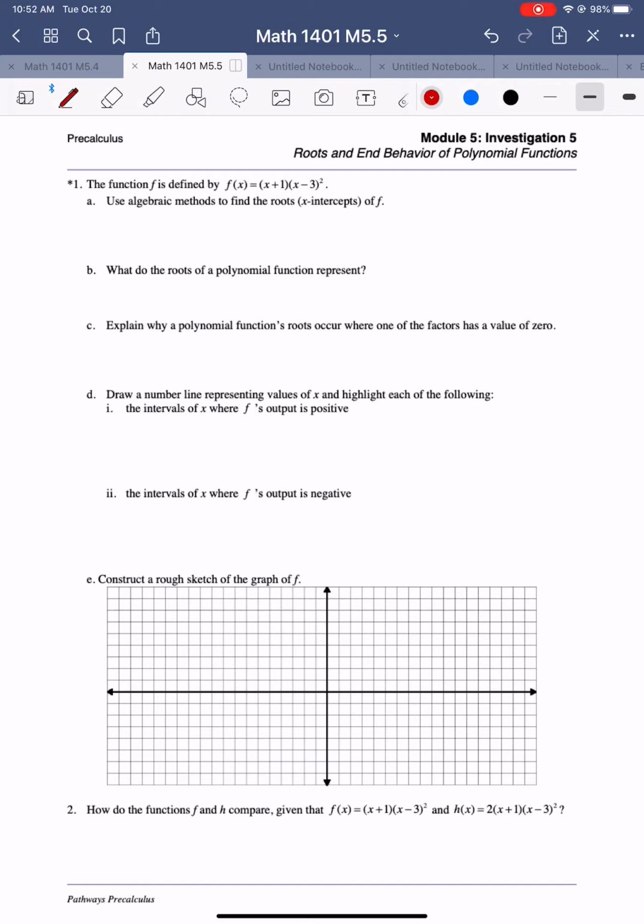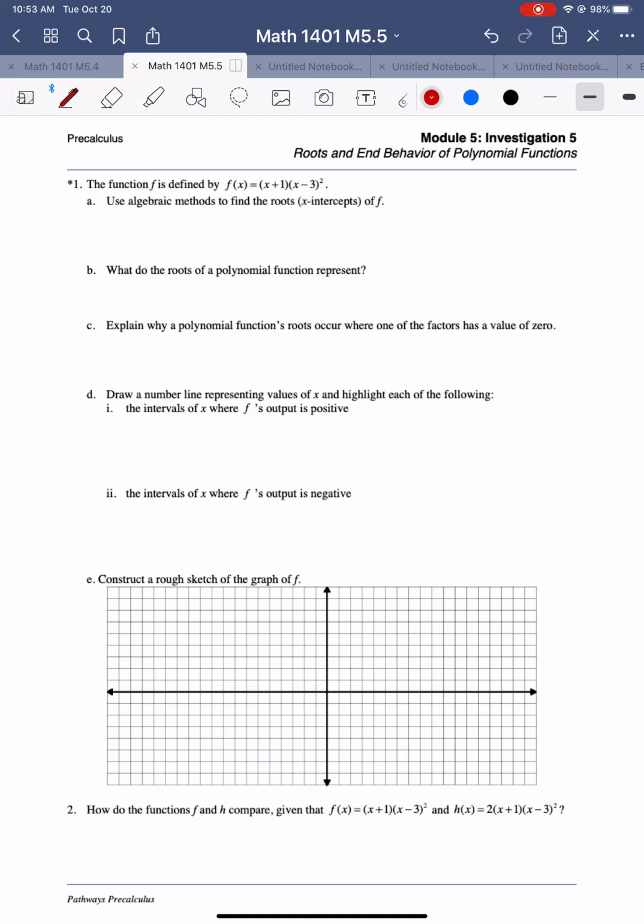And investigation 5, and this is going to be the last investigation for chapter 5. So on the exam for midterms coming this week, we'll be covering module 4 and module 5. In here, we're going to talk about roots and behavior of the polynomial functions.